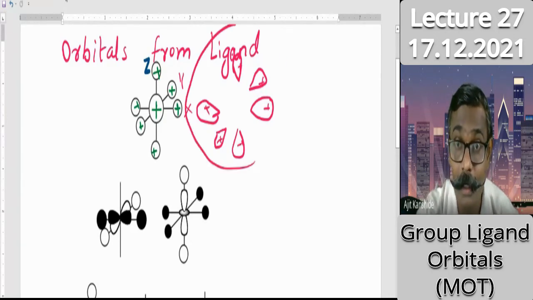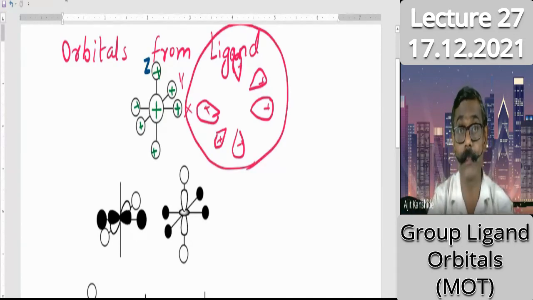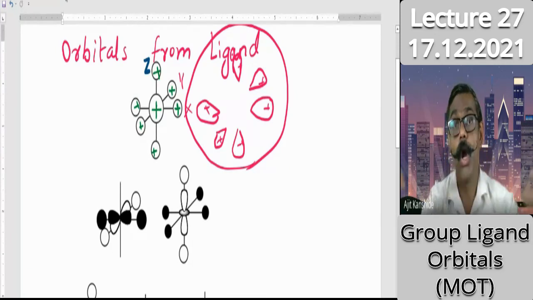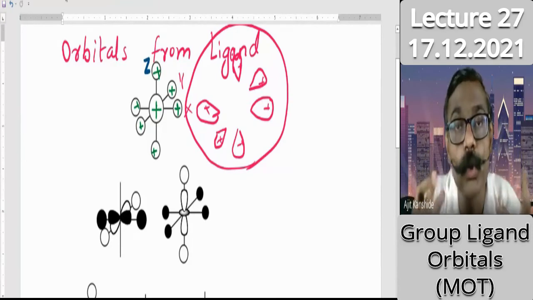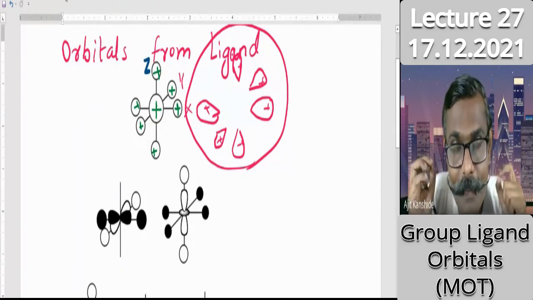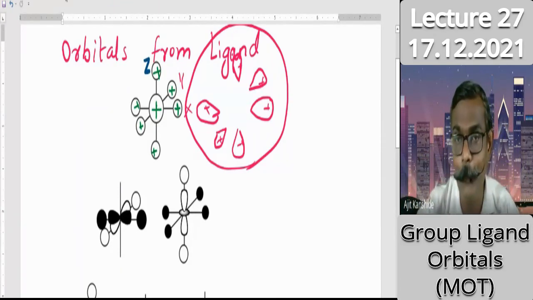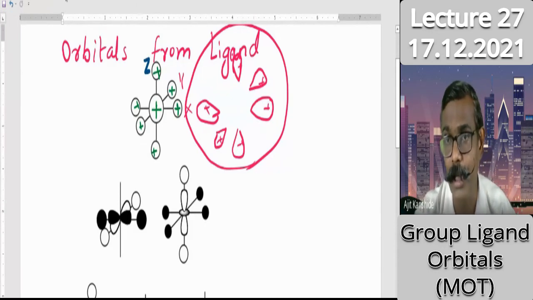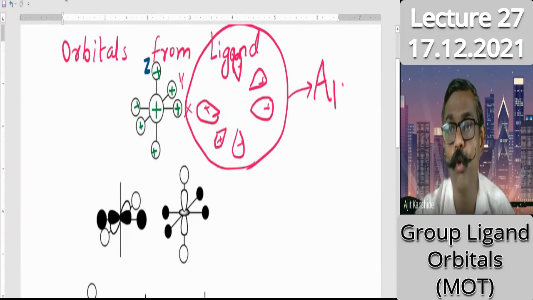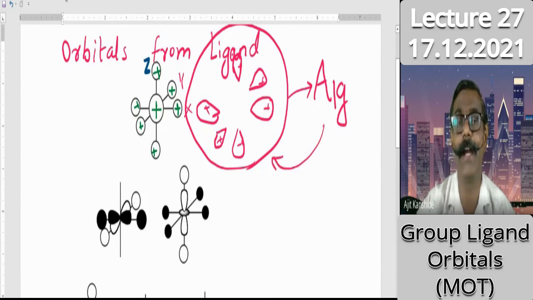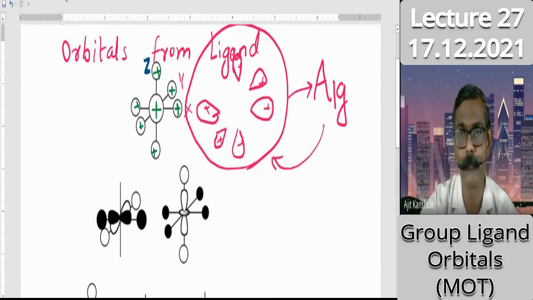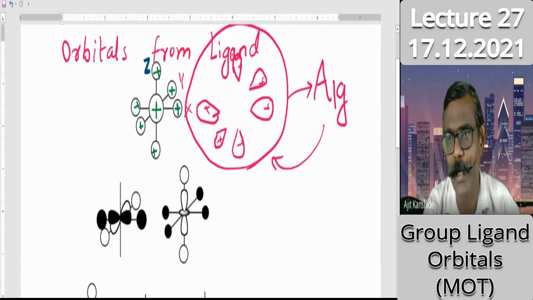These are our ligand group orbitals. It is not one ligand orbital. All ligands have come together and they establish one ligand symmetry group, and that is a symmetry orbital. The label for this orbital is the same as the orbital from the metal, that is A1g. So it is an A1g set from the ligand. Could you understand what I'm saying? Okay.